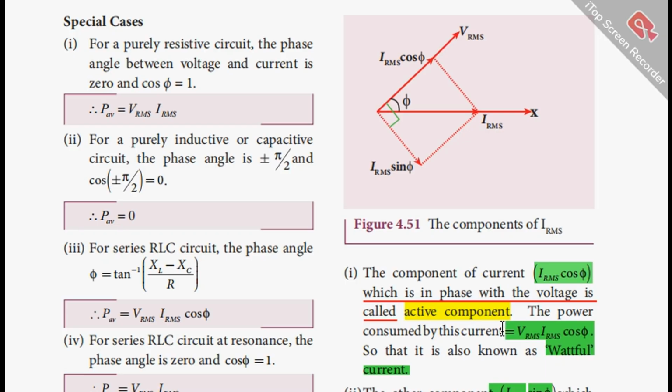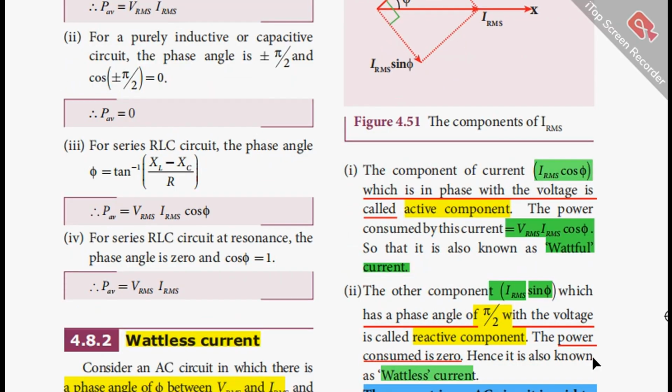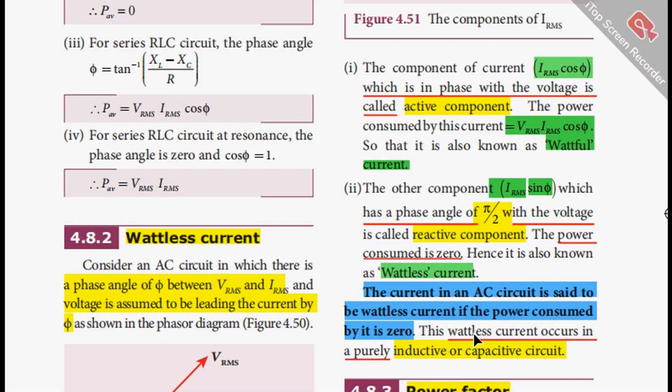And the power consumed by this current is given by VRMS into IRMS cos phi, and therefore it is called watt-full current. And the other component, IRMS sin phi, which has a phase angle of pi by 2 with the voltage, is called a reactive component, and the power consumed is 0. Therefore it is called wattless current. And a current in an AC circuit is said to be wattless current if the power consumed by it is 0. This wattless current occurs in a purely inductive or capacitive circuit.